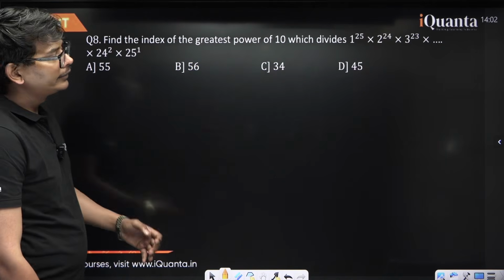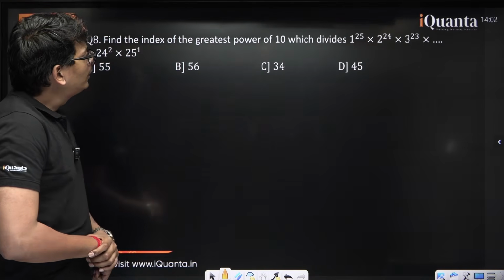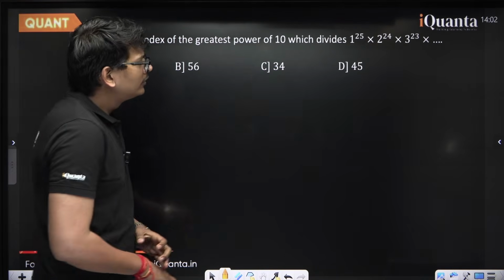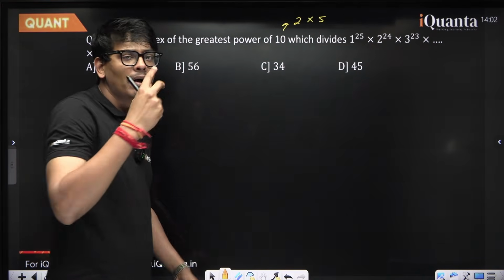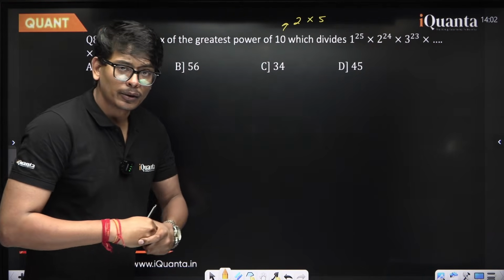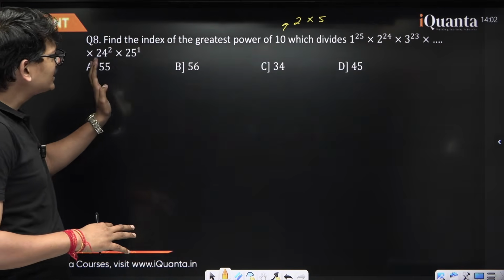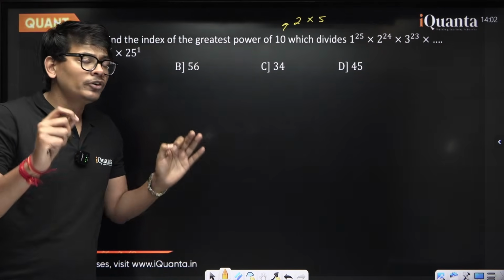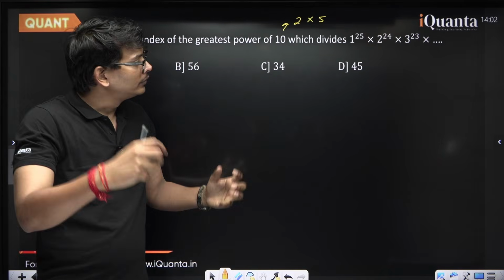Next, let's look at one more interesting question. Find the index of the greatest power of 10. So 10 means 2 and 5. So we have to find out the power of 2 as well as the power of 5 which divides this particular number. Now this is not a factorial, but we have to find out the highest power of 10. That means the highest power of 2 and the highest power of 5.